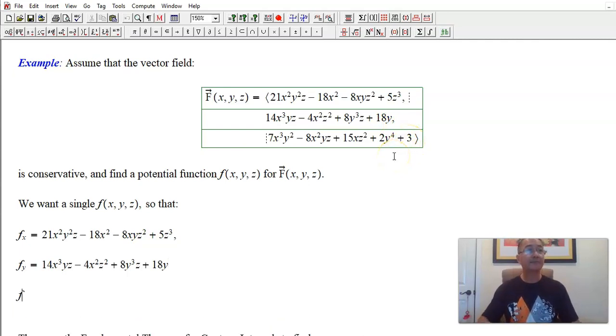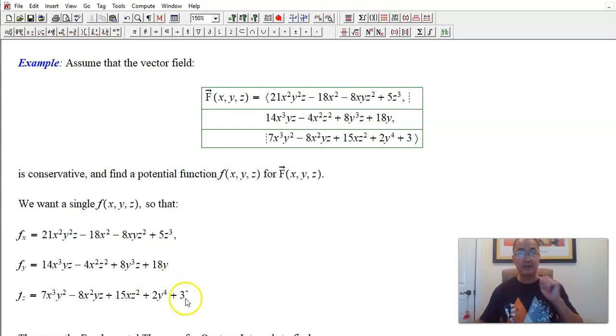Hopefully I caught it in time. So we want the third partial with respect to z to be this third component. And I checked that that plus 3 there is important. It is part of that component. Okay, so check it out. We got 4 terms here, 4 terms here, 5 terms here.